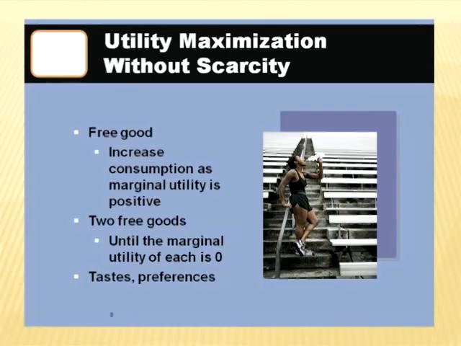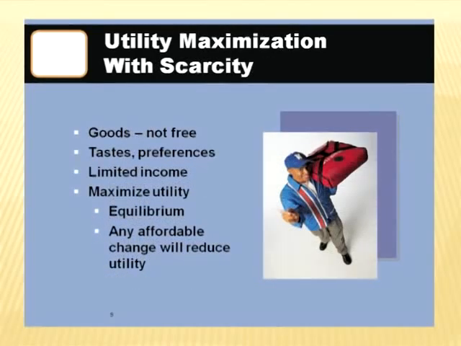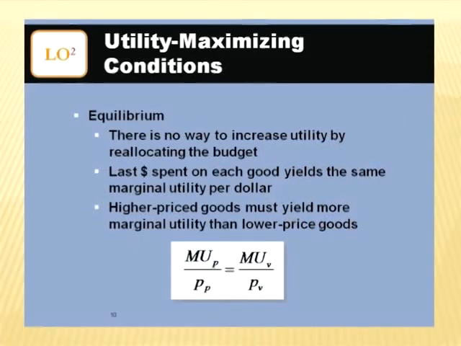However, we know that for most goods, they're not free. So when they're not free, how do we go about doing it? Well, we do what is known as maximize utility. We're looking for a consumer equilibrium. That's a point at which there's no way to increase our utility given the income that we have. Given the budget that we have, there's no way to be any better off. And we will do that by consuming to the point where the marginal utility divided by the price of each of the products is exactly equal.